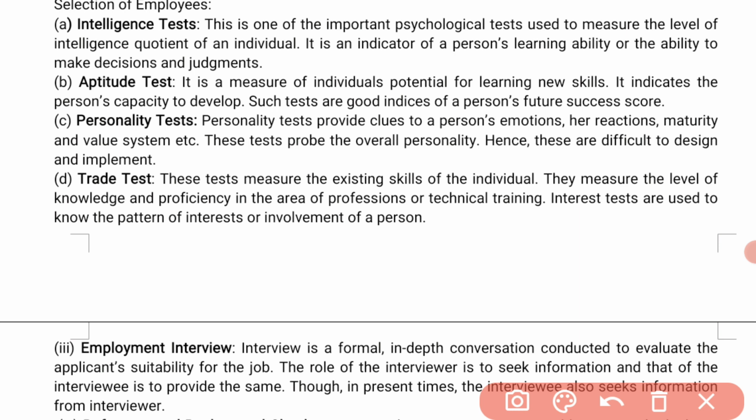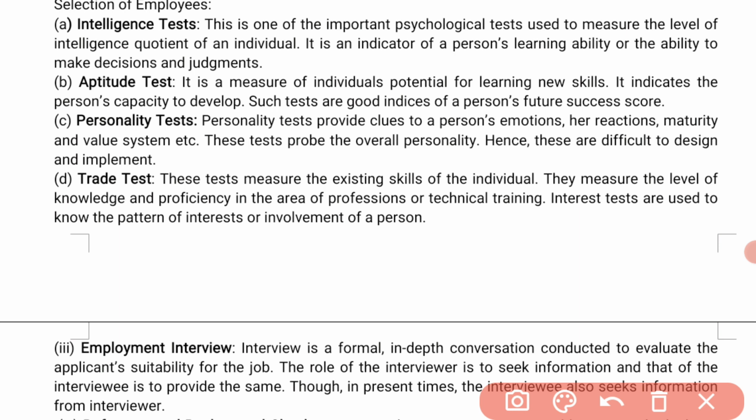Next, personality test. So the personality test provides clues to a person's emotions, reactions, maturity and value system, etc. This test is to be made to identify the person's reactions, emotions, etc. These are difficult to design and implement.